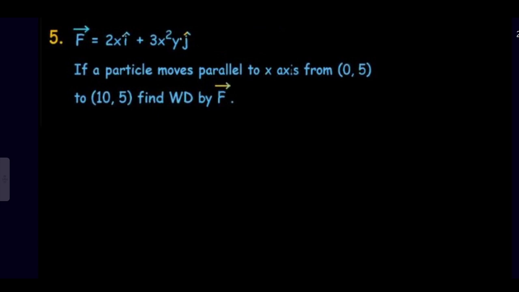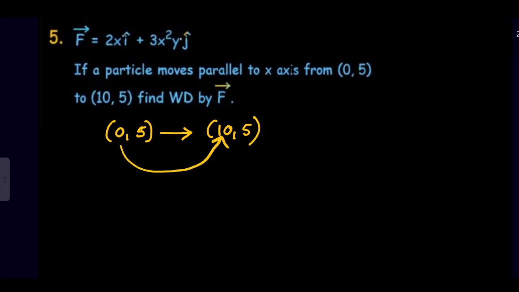Look at the coordinates they have given. What do you tell me? It is moving from (0, 5) to where? (10, 5). So here the x coordinate is changing, but the y coordinate is the same. That means there is no displacement along the y direction. So the displacement is only in which direction? X only.